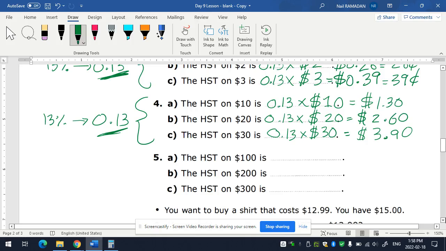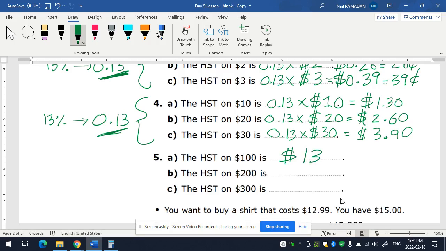Can we do this without calculating? How about the 100? Exactly. 10, moved it once. Look, everyone, eyes on me. 10, moved it once. 100 will move it how many times? Twice. Once and twice. So, apparently, you will get, as Lorcan said, $13.